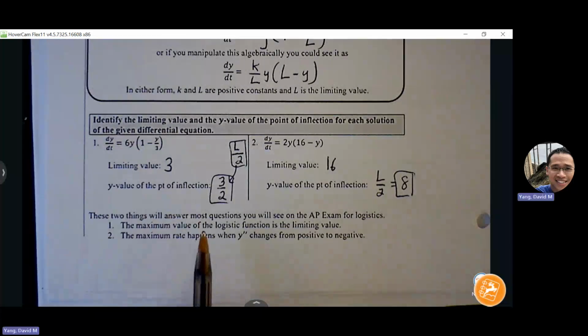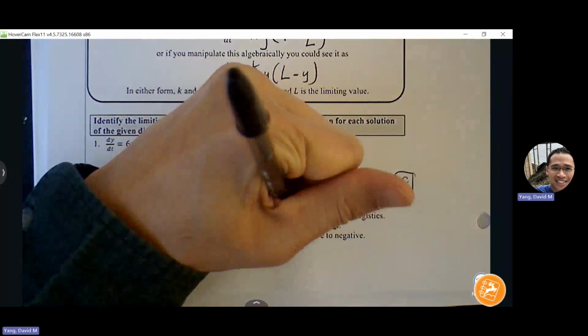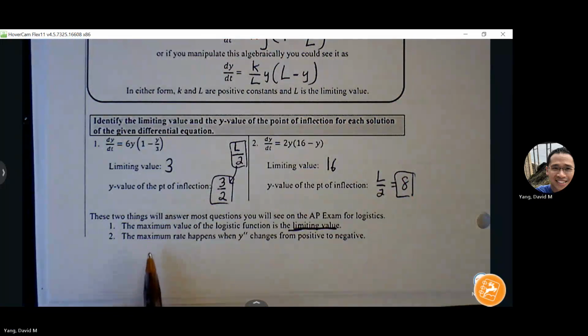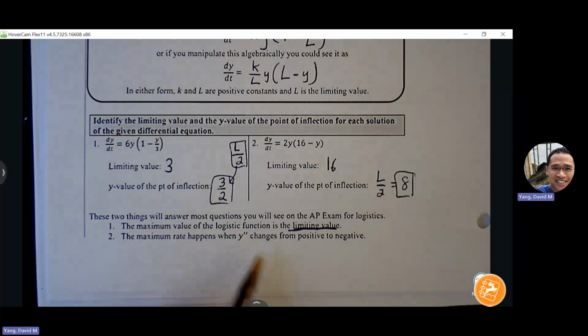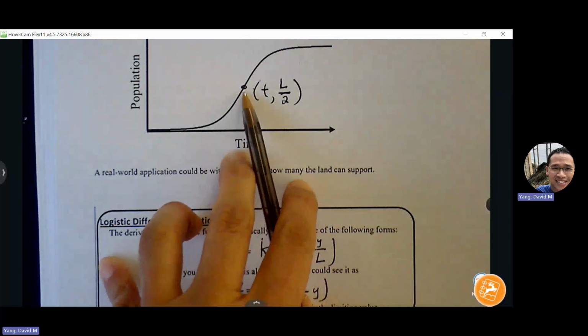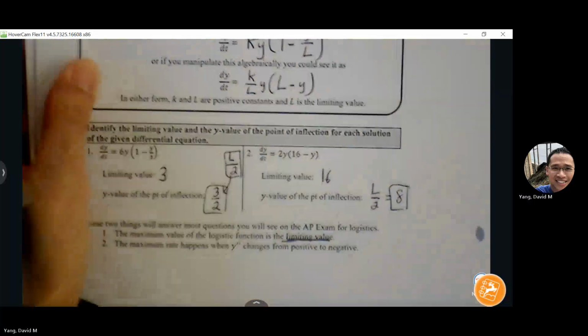So these two things will answer most questions you will see on the AP exams for logistics. The maximum value of the logistic function is the limiting value, so a lot of times problems are asking for that limiting value. And the maximum rate happens when y double prime, your second derivative, changes from positive to negative. That's where the point of inflection occurs, where the max growth rate occurs.